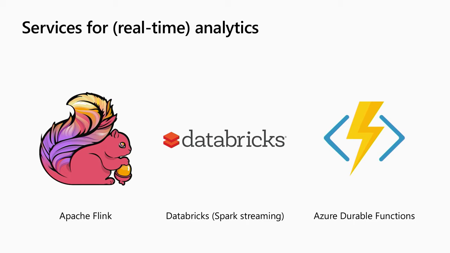But the technologies we evaluated were Apache Flink and Databricks. Databricks is Apache Spark. In this case, specifically Apache Spark Streaming, as well as Azure Durable Functions. And each one of these played a different role, but what we're doing is we're actually using the data in real time, so that data coming from Event Hubs, we're processing that in real time with Flink.